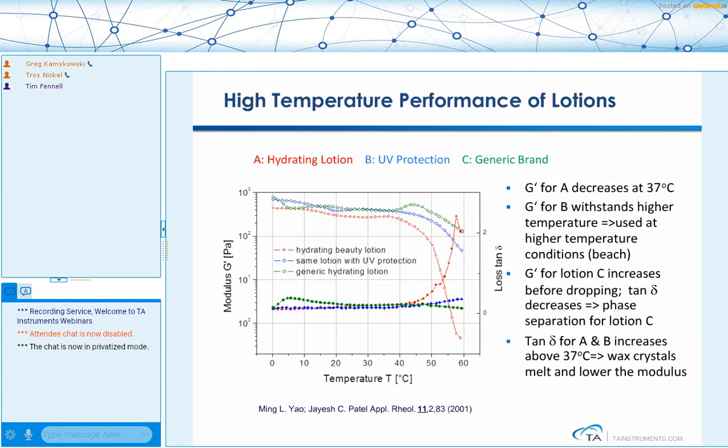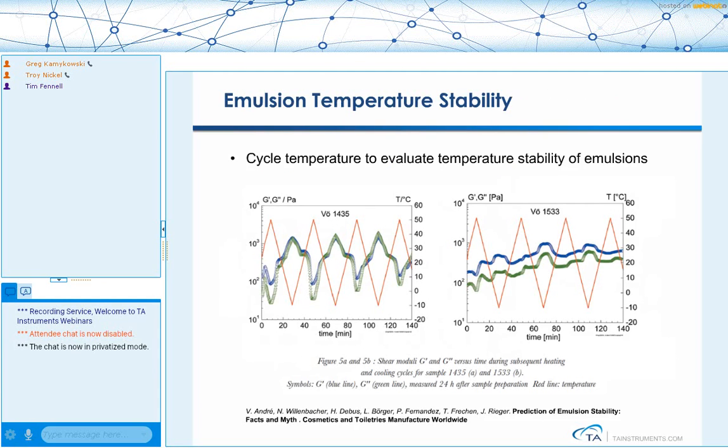Here we have a temperature ramp on some lotions, and let's just look at A and B. These come from the same supplier, but material B is formulated to give you UV protection. The one thing that you note here is that material B, with the UV protection formulation, has greater thermal stability compared with just a regular hydrating lotion. You see the big drop off in G prime with the hydrating lotion at a much lower temperature than what we see with the UV protection material.